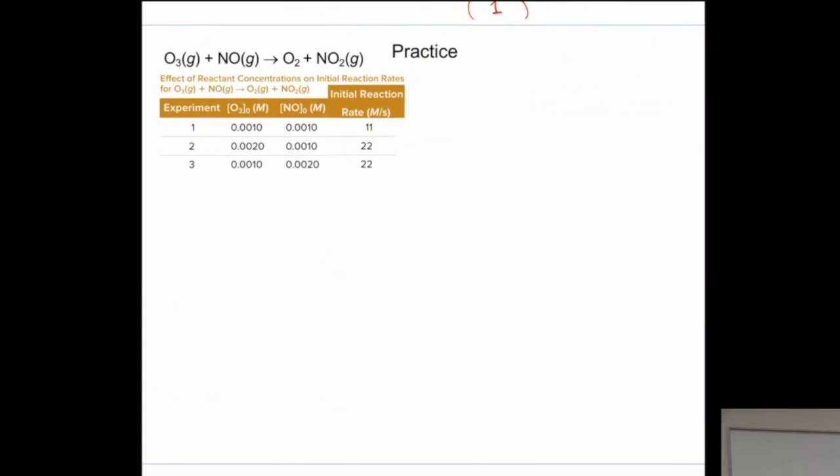Here's a new reaction. So go ahead, work with your neighbor or work with your island group, and you do them individually. I want to know what the reaction order is with respect to each reactant, and then write what your overall rate equation would be.